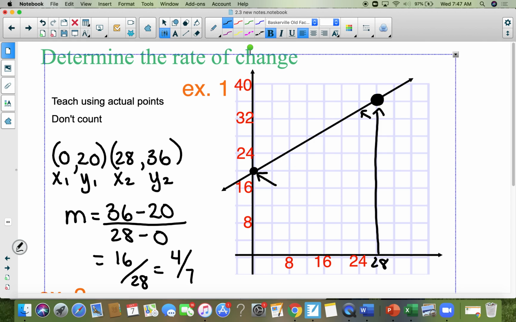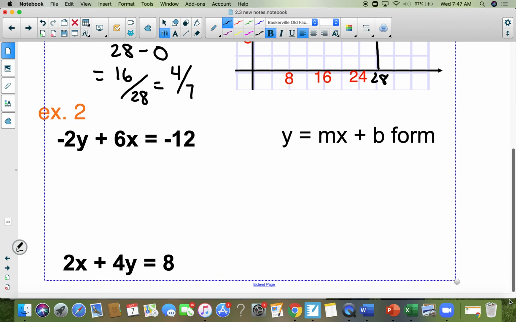Okay, now comes the last part of the notes. I think a lot of you remember that y is equal to mx plus b in Algebra 1. If you get y alone, the number in front of the x is called the slope. It's the m, and we're going to use this a lot for the rest of this chapter, this y is equal to mx plus b.